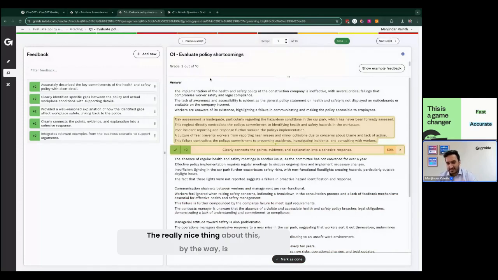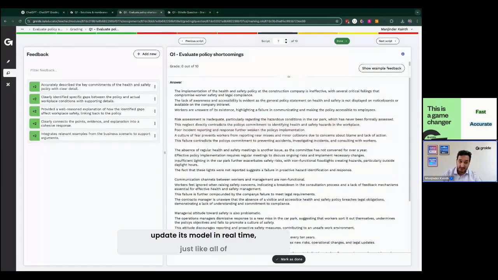And the really nice thing about this, by the way, is that if for whatever reason it's incorrect, we can simply delete that feedback. And it will use that information to update its model in real time, just like all of our other AI systems do as well.